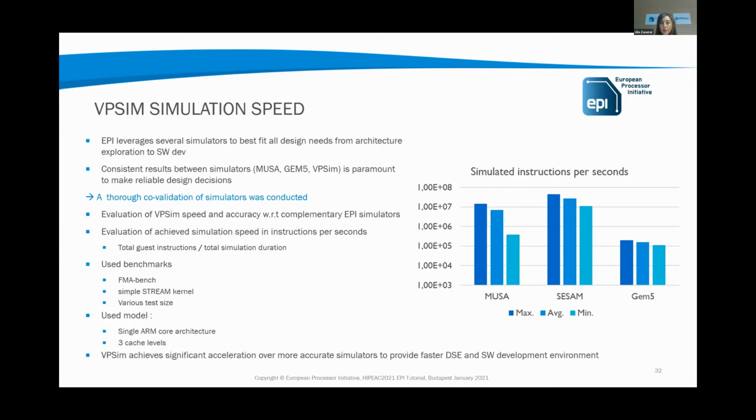The diagram here represents the amount of simulated instructions per second for each simulator. Since GEM5 is a precise simulator, it is slower than the other ones, of course. We also are 5 times faster than MUSA here.